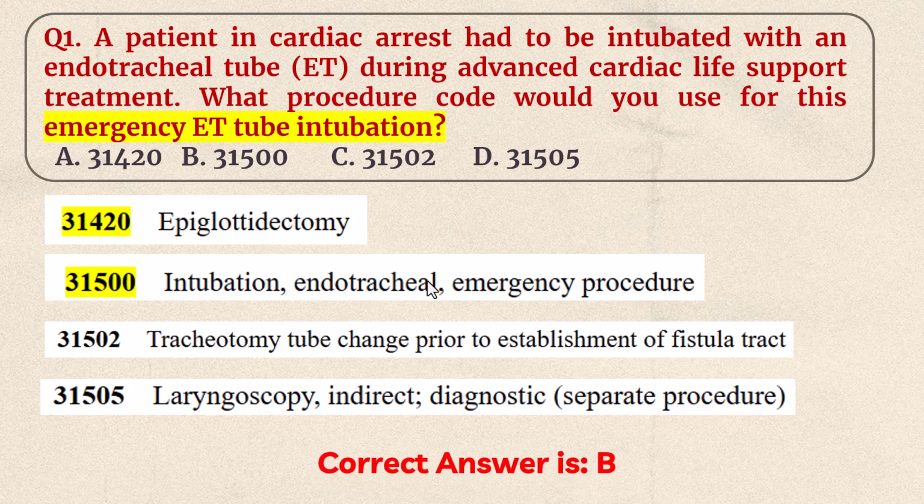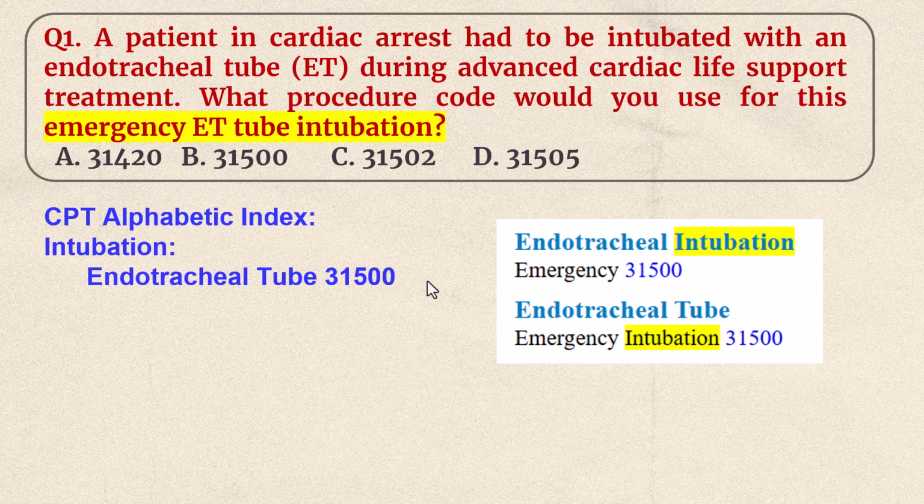So if you encounter the situation in a real working scenario, you have to use the alphabetic index. So go to the CPT book alphabetic index. There you can search for intubation. Then you can find the sub-index endotracheal tube. It leads you to 31500. You can go back and check the tabular list. Similarly, there's a direct code. When you go to the endotracheal intubation, you can see emergency 31500 or endotracheal tube emergency intubation 31500. So by using the index also, you can directly find the answer.